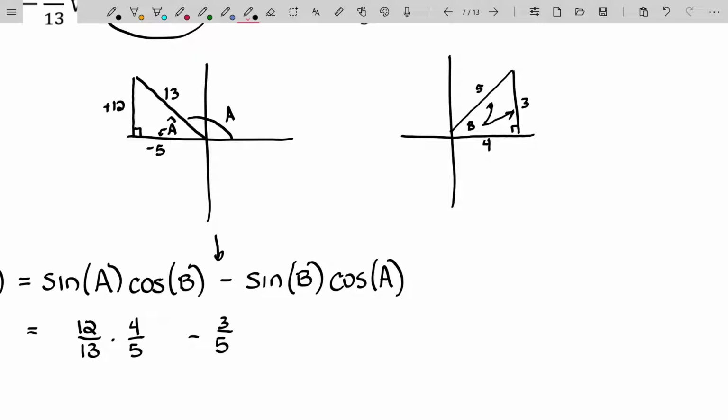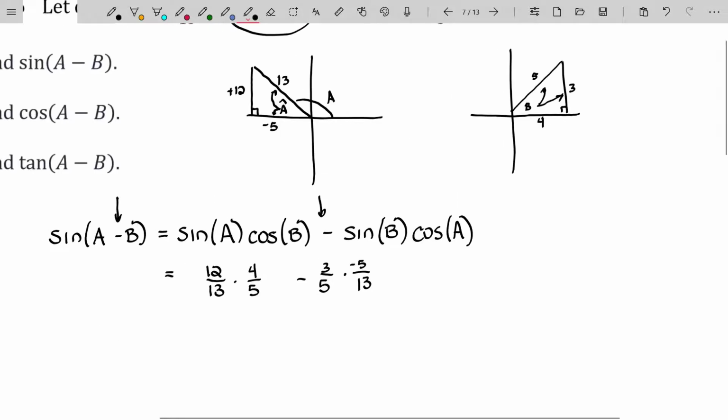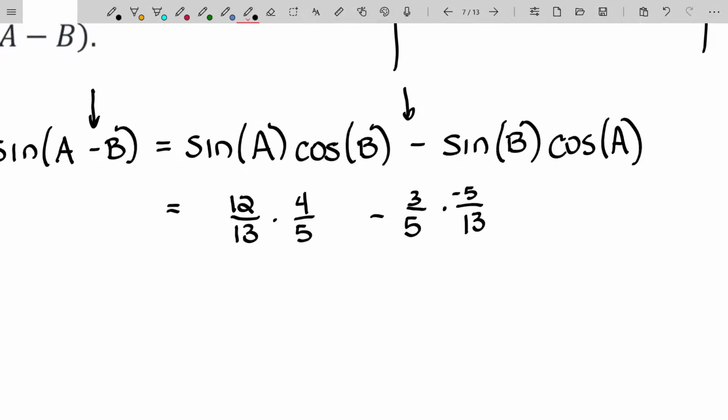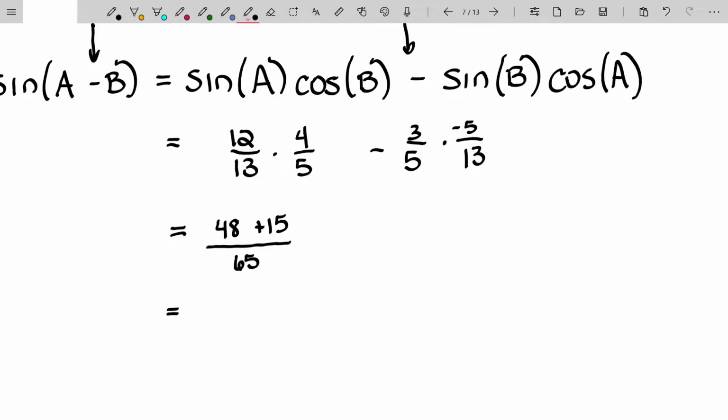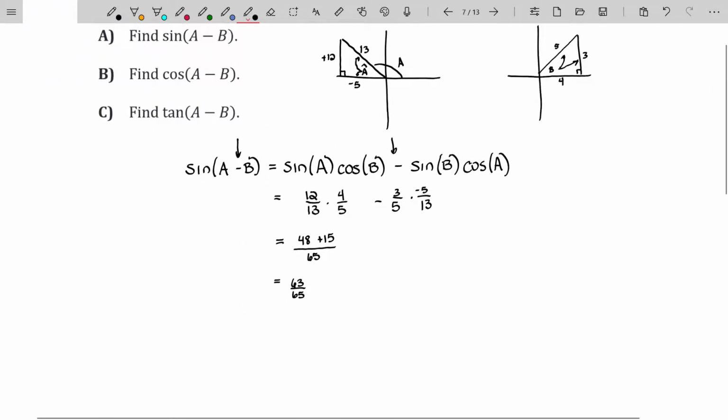And the cosine of A is adjacent over hypotenuse. So that's going to be -5, so times -5 over 13. There's no point in me canceling denominators here because I want to glue these together as a single fraction. So I have 48 plus 15, all over 65. And that will simplify down to 63/65. So even though I do not know what A minus B, the angle, is, I can still find the sine of it. That's kind of interesting.